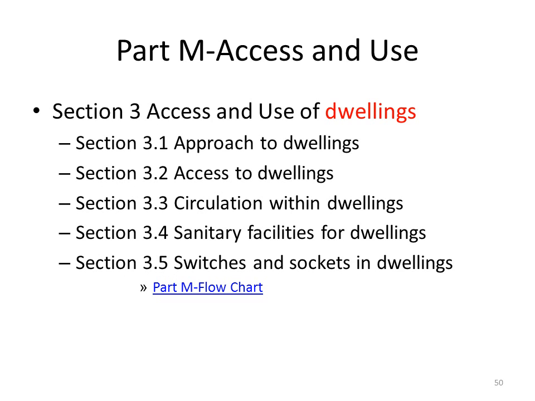Section 3 covers access and use of dwellings. Section 3.1, approach to dwellings. Section 3.2, access to dwellings. Section 3.3, circulation within dwellings. And section 3.4, sanitary facilities for dwellings. Section 3.5, switches and sockets in dwellings. That's the bit that's a little bit different than the previous ones.